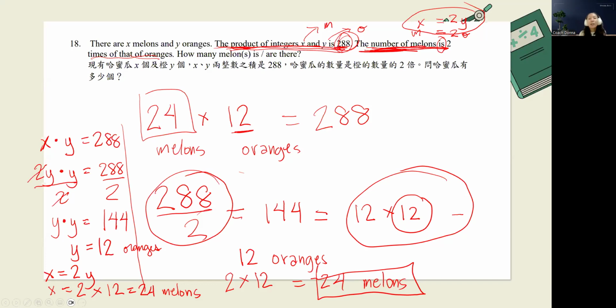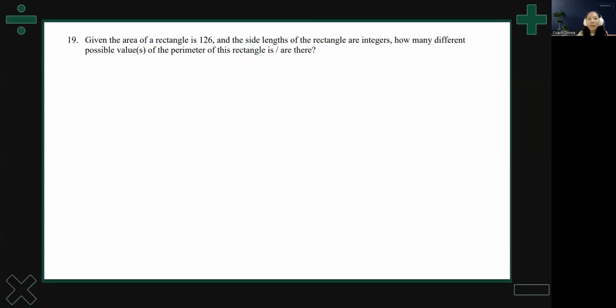All right. So for number 19, given the area of a rectangle is 126 and the side lengths of the rectangle are integers, how many different possible values of the perimeter of this rectangle are there? So again, we have 126. Okay. So we know that the side lengths are integers, meaning whole numbers, all right? Let's get the prime factors of 126.